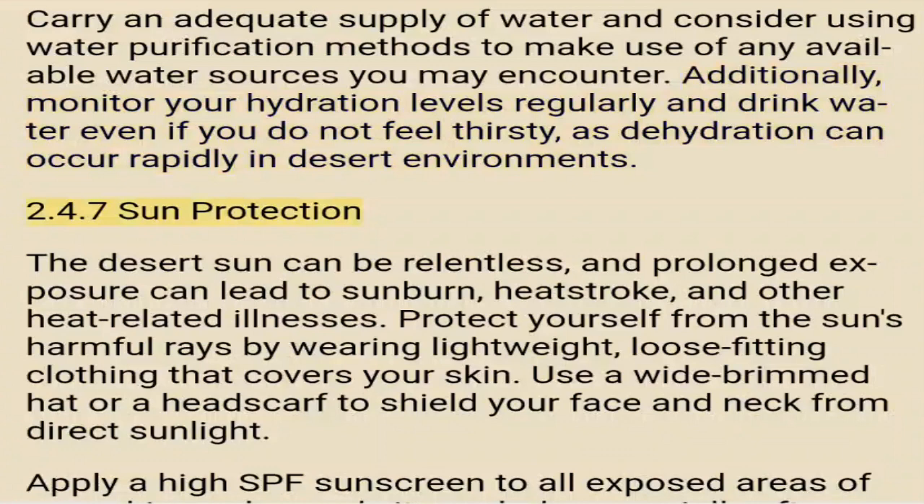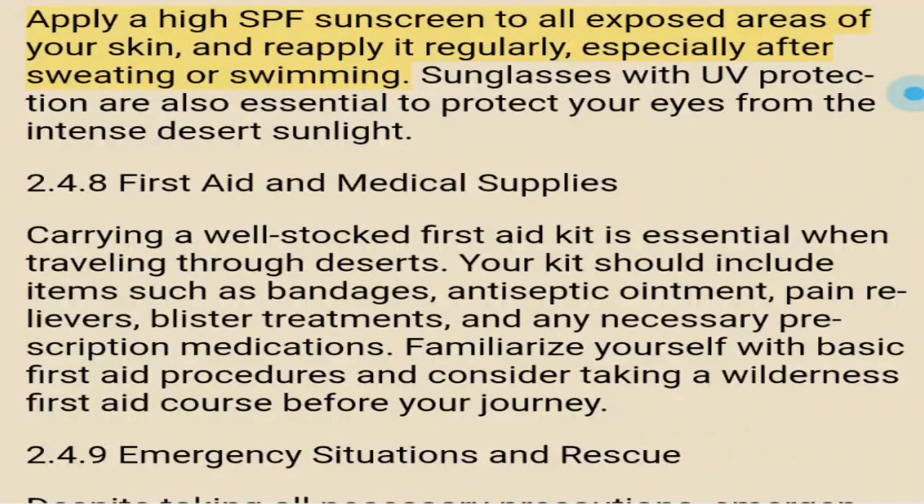2.4.7 Sun Protection. The desert sun can be relentless, and prolonged exposure can lead to sunburn, heat stroke, and other heat-related illnesses. Protect yourself from the sun's harmful rays by wearing lightweight, loose-fitting clothing that covers your skin. Use a wide-brimmed hat or a headscarf to shield your face and neck from direct sunlight. Apply a high SPF sunscreen to all exposed areas of your skin, and reapply it regularly, especially after sweating or swimming. Sunglasses with UV protection are also essential to protect your eyes from the intense desert sunlight.